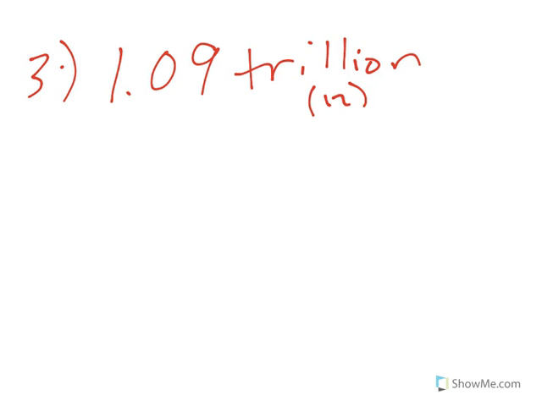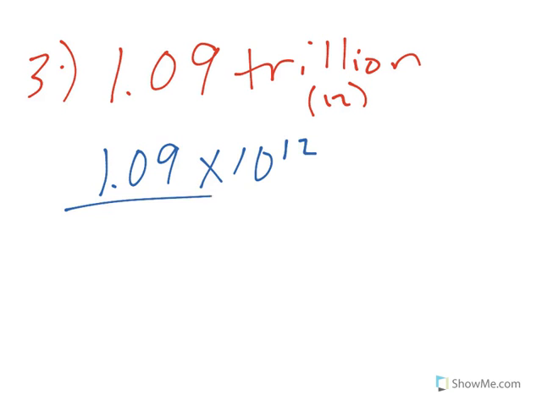Assuming the U.S. population was 314 million, calculate the per capita deficit. So we know the deficit for 2012 was 1.09 trillion, and we know that trillion means 12. So 1.09 times 10 to the 12th. Now, per capita means per person. I've got 314 million. Million means 6.